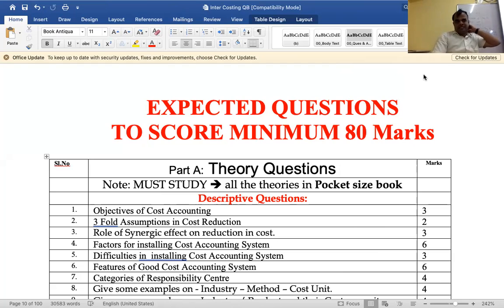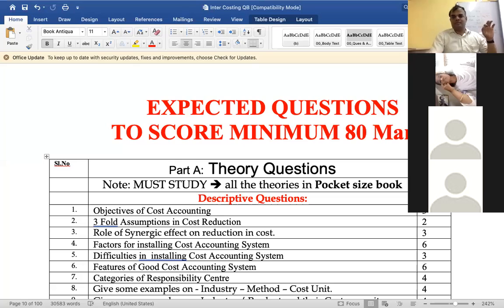First is the exam descriptive questions. Frequently asked questions also. Objectives of costing. How many objectives are there? Ascertainment of cost, determination of selling price, ascertainment of profit, cost control, cost reduction, decision making.